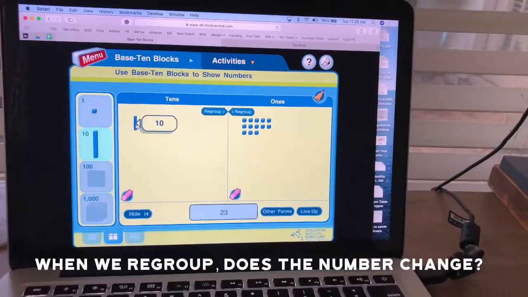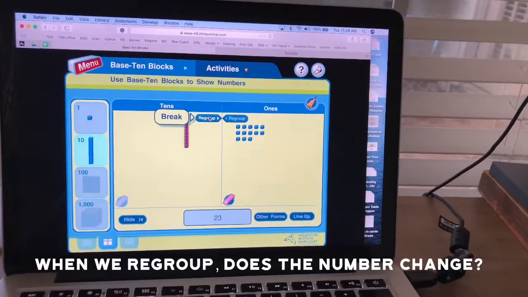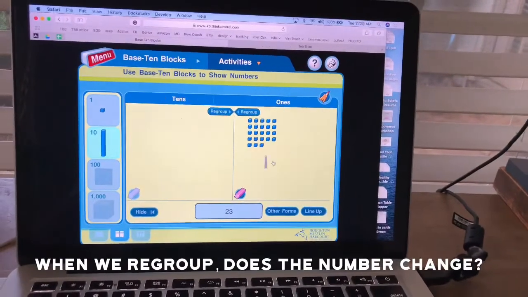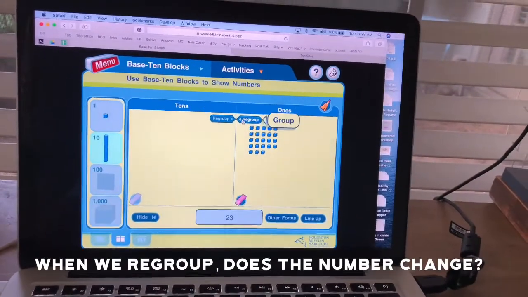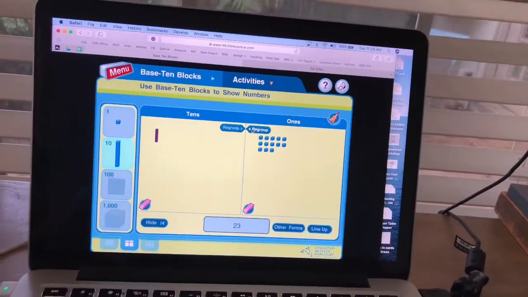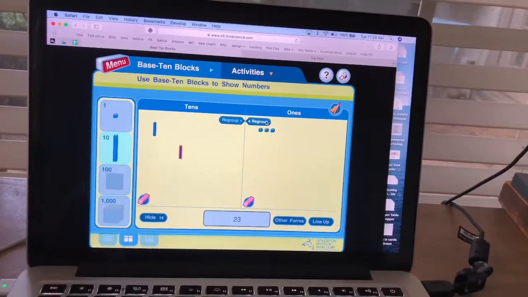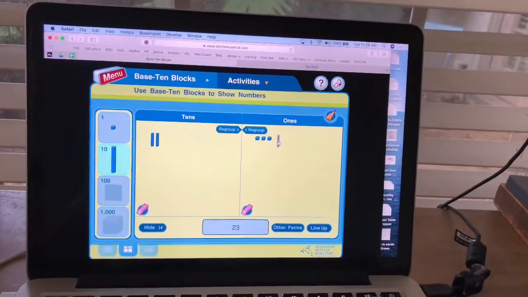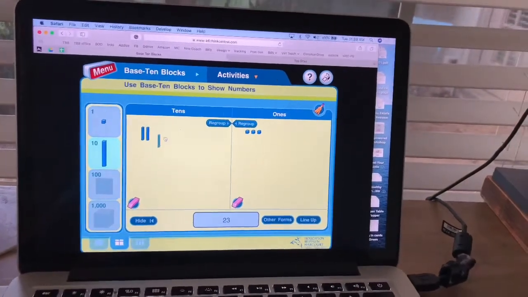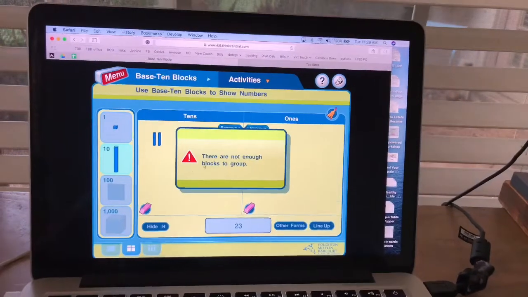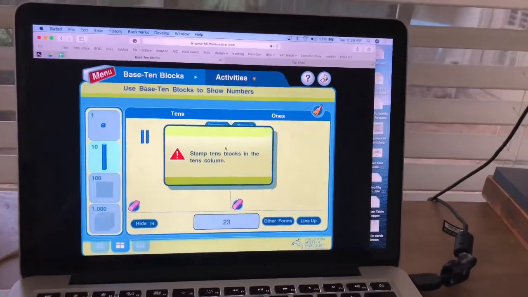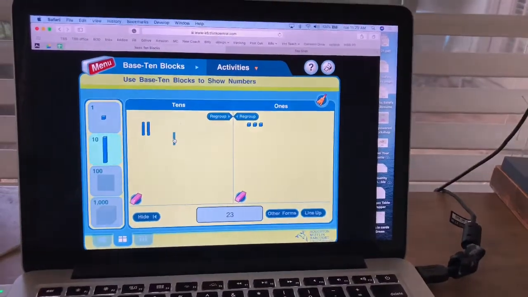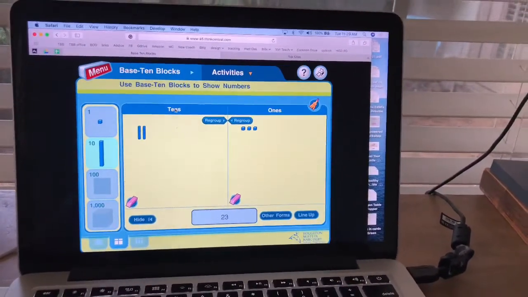Now what happens if I take this 10 and regroup it into the ones place? Does the number change? Nope, it stays the same. So we start with 23 ones and we can regroup them into the tens place. So we have one group of 10, two groups of 10, and what we cannot do is regroup these ones into the tens place. Why? Well, there are not enough blocks to group. We do not have enough units to place into the tens place because one group of 10 equals 10.